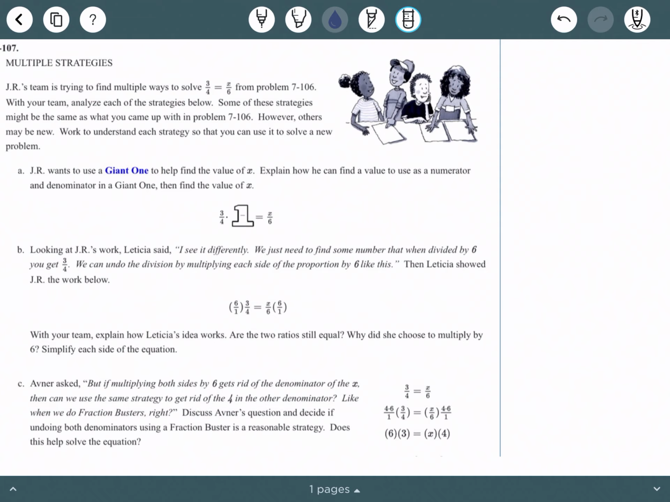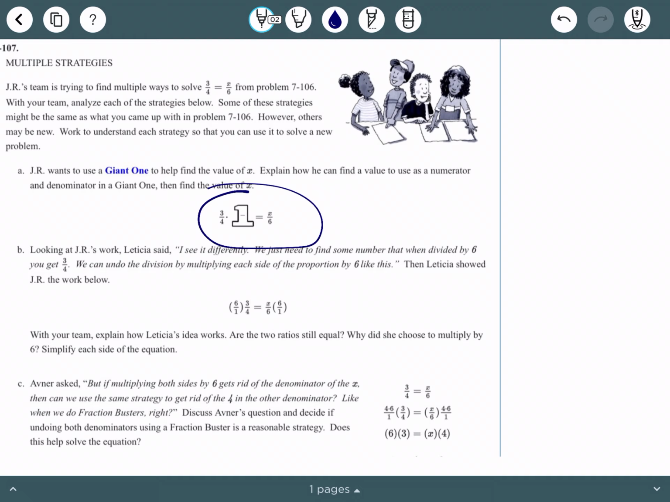Part A, JR wants to use a giant 1 to help find the value of x. Explain how he can find a value to use as a numerator and denominator in a giant 1 and then find the value of x. Well, for this, what we are doing, and this is what we did in the previous problem, problem 7106, is we need to figure out what we can multiply by 4 to get 6.